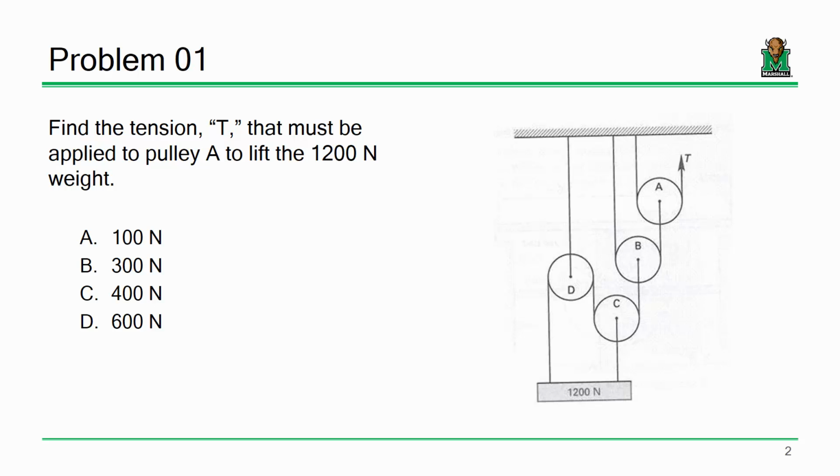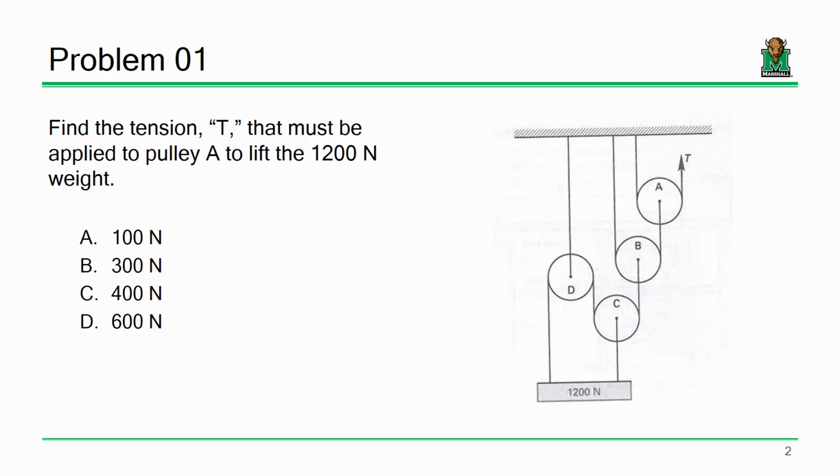So the idea behind this problem is you've got a pretty complicated rope system, or pulley system, at least as it looks. It's really not that bad. The idea is if I've got some 1,200 Newton load, how much tension must I apply on this rope in order to lift that 1,200 Newton weight? This is nothing more than a static equilibrium problem, so we'll walk through it, and I think you'll see, oh, this isn't so bad.